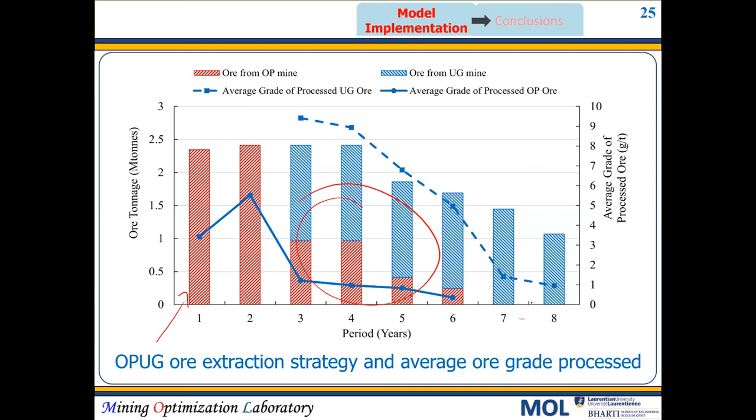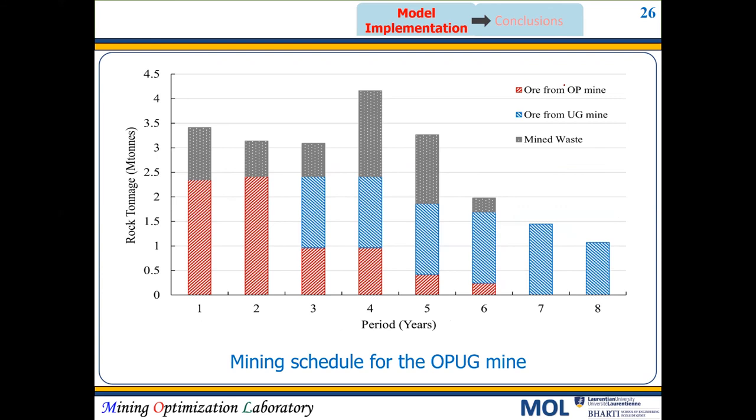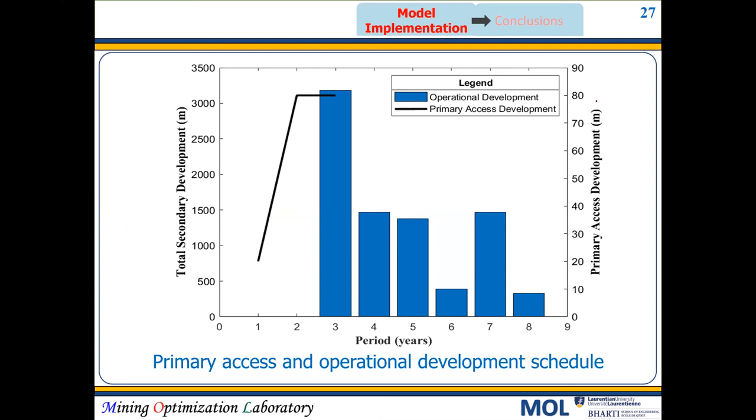So this is your ore tonnage schedule, and then that's the rock tonnage. So how much ore and waste, how much from the open pit and underground mine, both ore and waste, was extracted for this particular operation. And this shows the schedule for the development, both primary and secondary development, that was generated to support the mining operation.